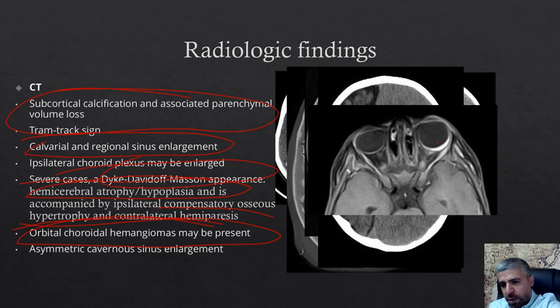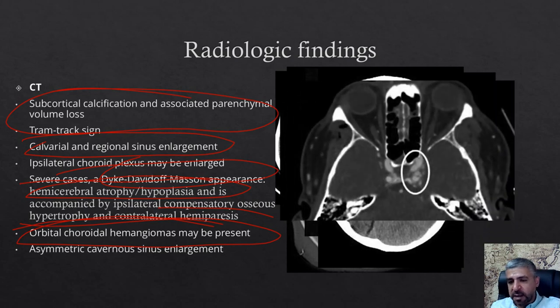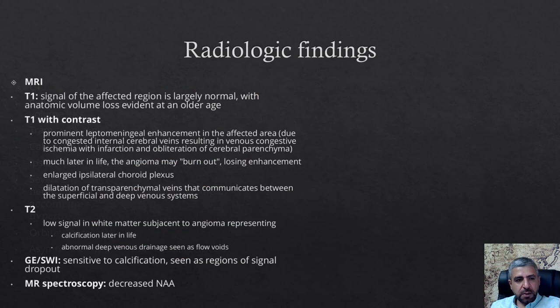It's in the choroid, and this is known as orbital choroidal hemangioma, and asymmetric cavernous sinus enlargement. As you can see here, this is the normal cavernous sinus, and this is the abnormal cavernous sinus, thick, enlarged. This is also one of the findings that we see in Sturge-Weber syndrome.